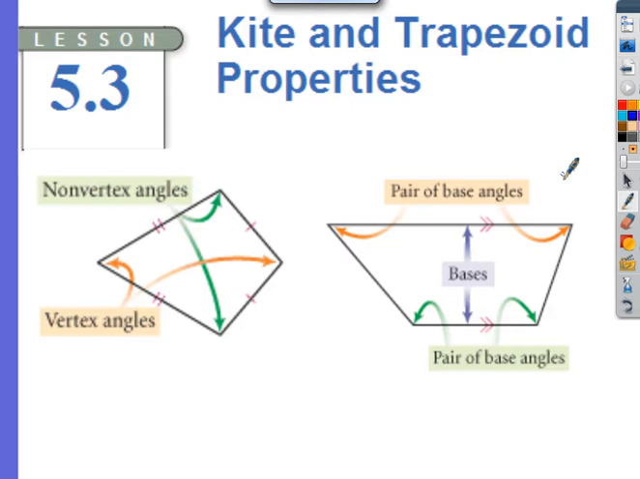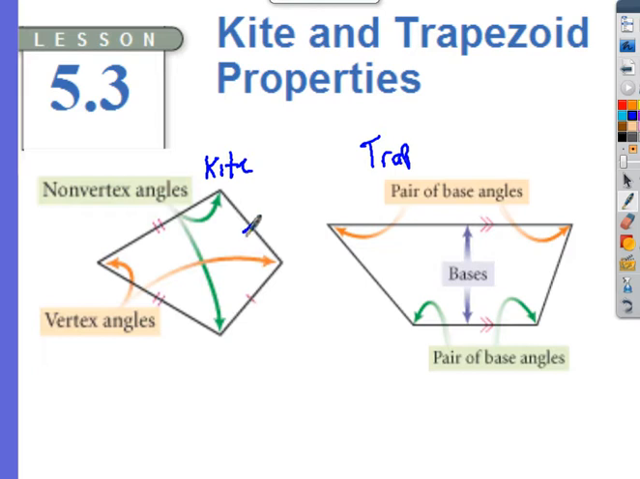Please start off by writing lesson 5.3, kite and trapezoid properties. To remind you, there's our kite on the left, there's our trapezoid on the right. We got the kite right here and the trapezoid right here. And what you can see is it labels things, and I do want you to draw these. It labels the non-vertex angles.